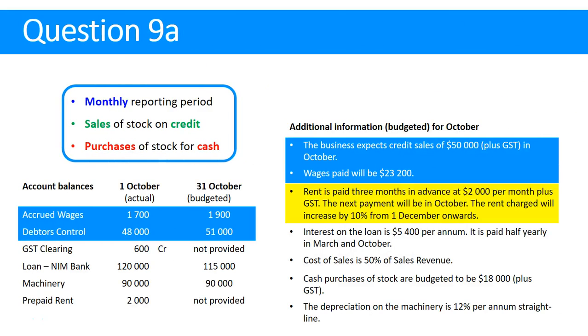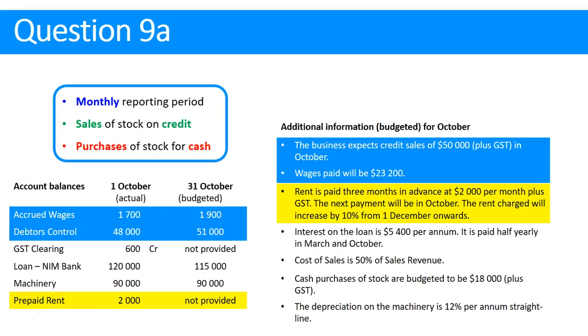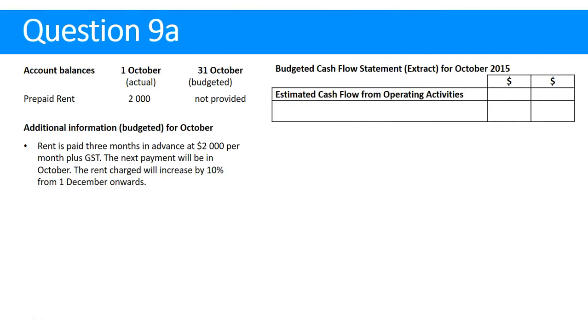The next dot point we haven't used is rent is paid 3 months in advance at $2,000. We've also been given some prepaid rent information there. That's an asset. So let's figure out how much cash is actually being paid during this period for rent. So what we're told is we need to figure out a prepaid rent figure, but we don't know what it is.